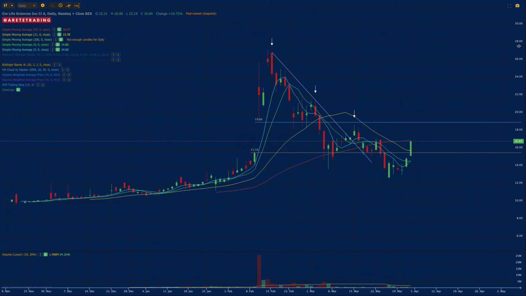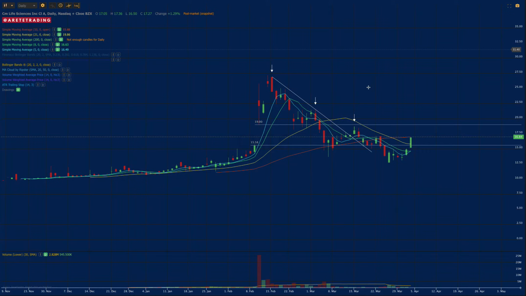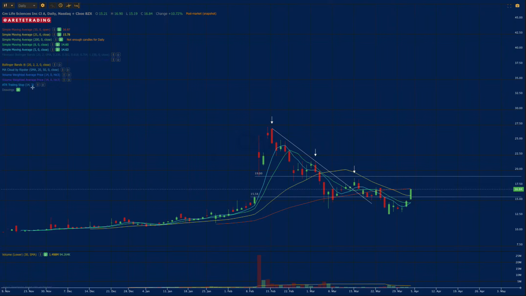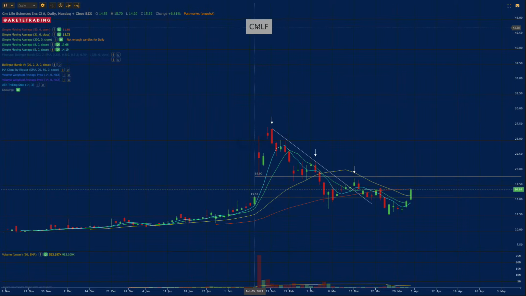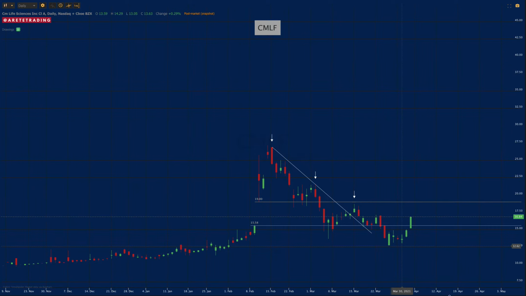So this is CMLF. I thought we would have the symbol in here. I'm sure we looked at this one before with all the lines on it. So CMLF. Let's get right into this. So I'm going to leave this line, and I'm going to leave them there for a real simple reason. This line's been here for a while, right?